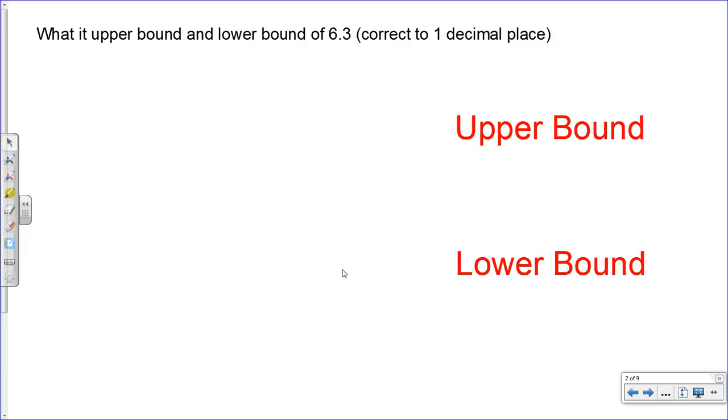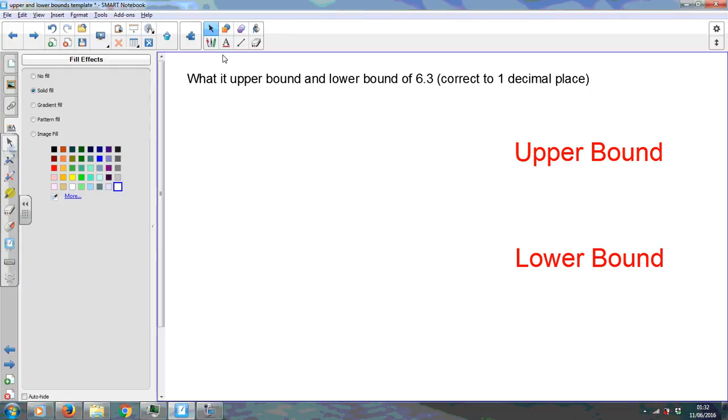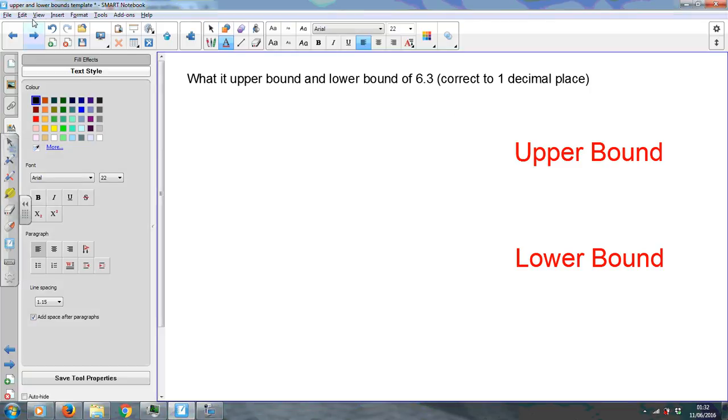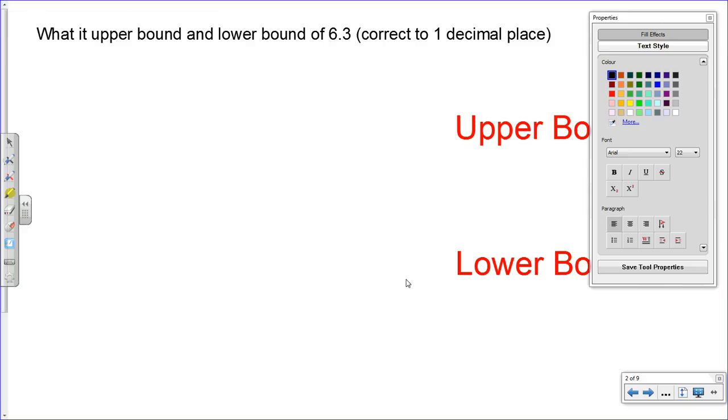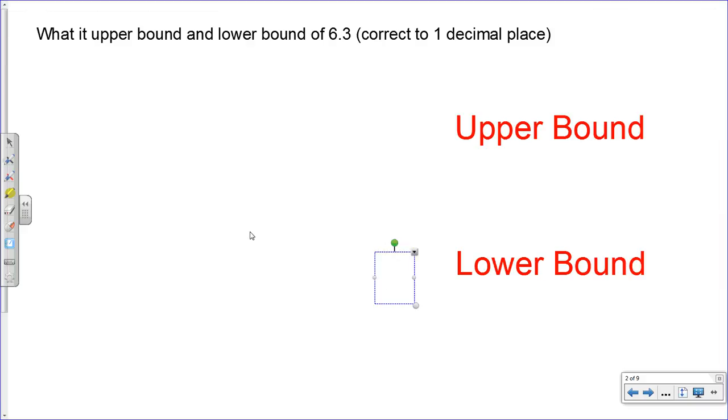So first of all, let's look at the lower bound. The lowest number that would round to 6.3 is 6.25. So to one decimal place, if you were to round that 6.25 to the nearest one decimal place, that would be 6.3.